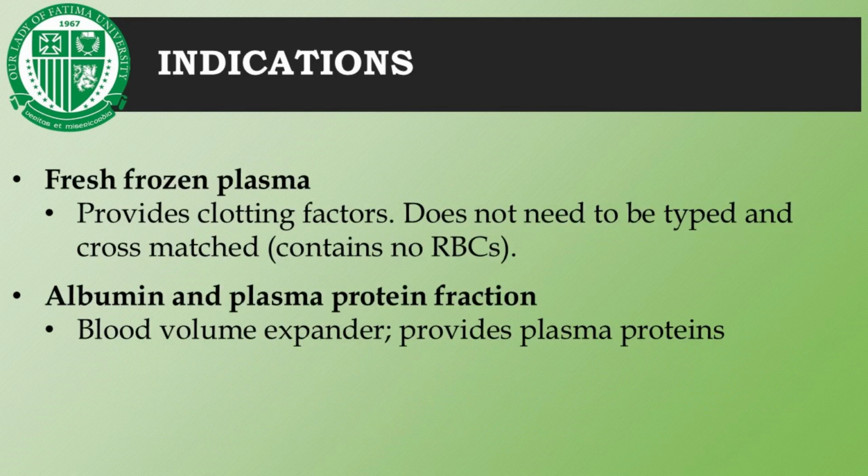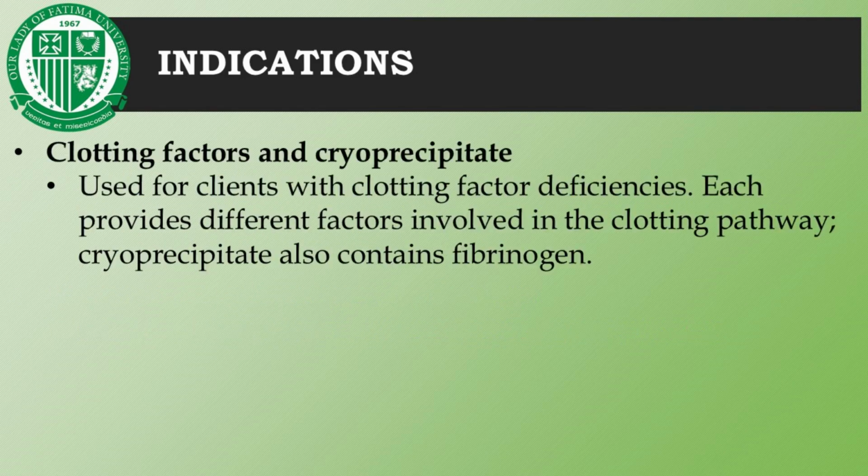The fresh frozen plasma provides clotting factors. It does not need to be typed and cross-matched and contains no RBCs. Albumin and plasma protein fraction are blood volume expanders, which provide plasma proteins. Last is the clotting factors and cryoprecipitate, which is used for clients with clotting factor deficiencies. Each provides different factors involved in the clotting pathway.